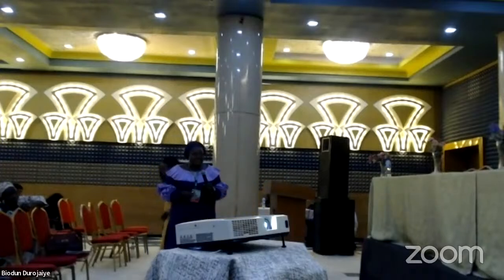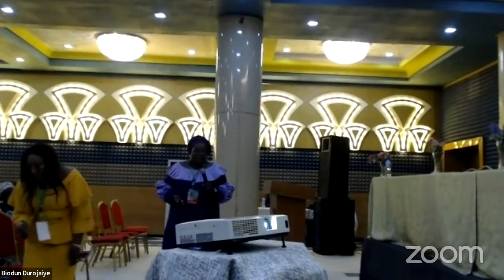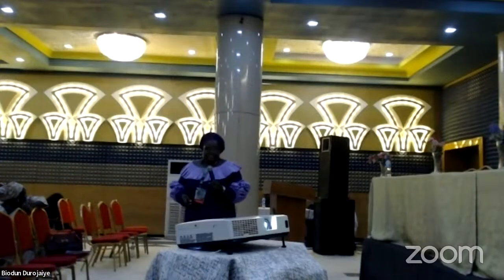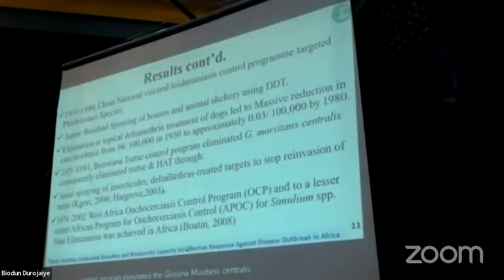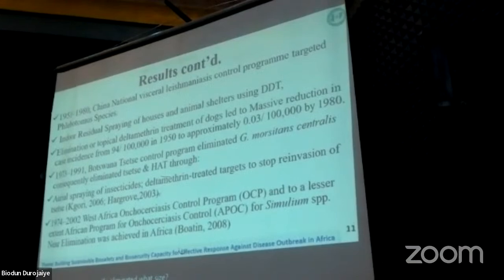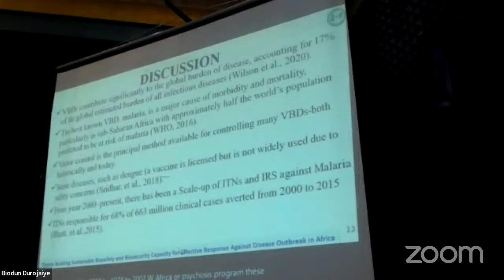From 1973 to 1991, the Botswana State Control Program eliminated Glossina morsitans centralis, and consequently eliminated what? Tsetse and HAT, human African trypanosomiasis, through aerial spraying of insecticides and deltamethrin-treated targets to stop reinvasion of tsetse, according to Hargrove in 2003. From 1974 to 2002, the West African Onchocerciasis Program, and to a lesser extent the African Program for Onchocerciasis Control, APOC, targeted Simulium species. Near elimination was achieved in Africa, according to Boatin in 2008.